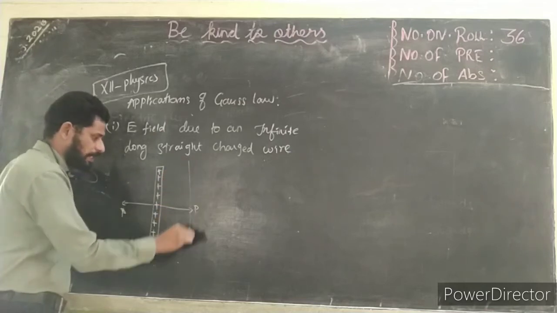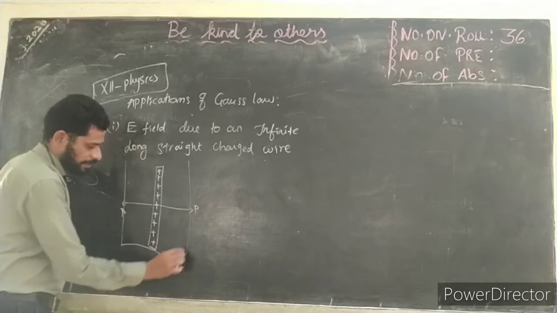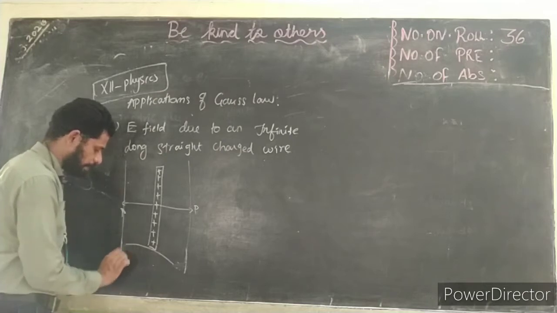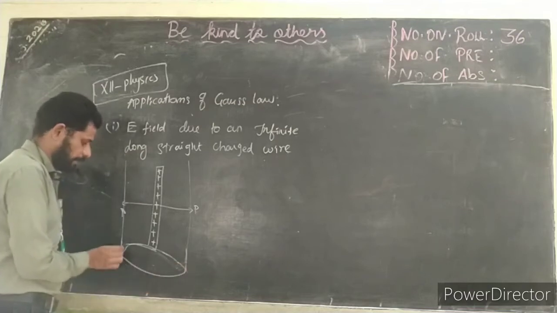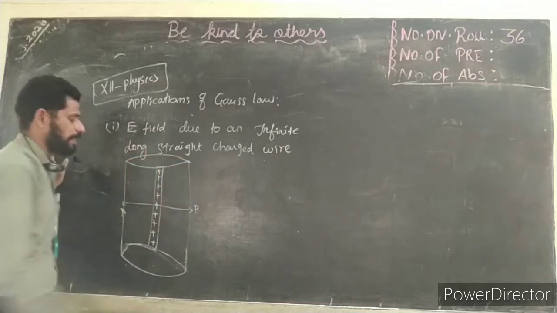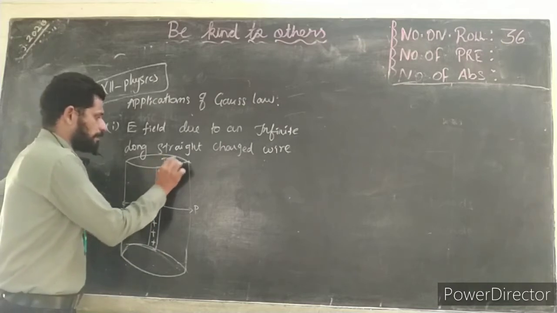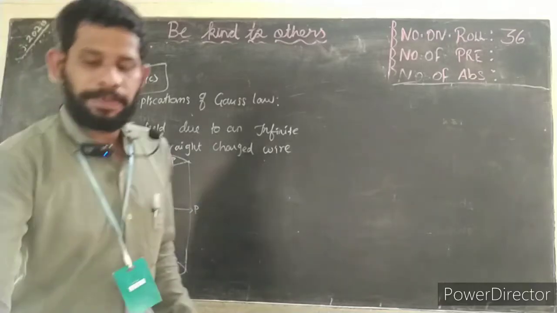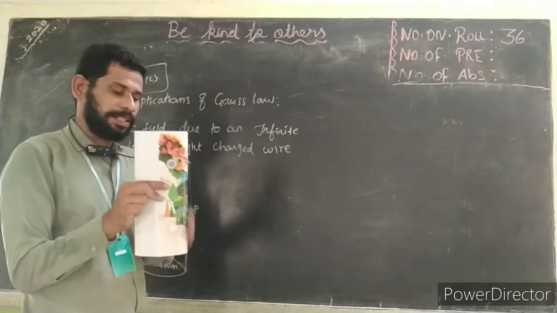I can draw an imaginary curved line on the surface of that. This will be called a Gaussian surface. What is that Gaussian surface? It is an imaginary curved line drawn on the surface. Here we have a top surface, bottom surface, and curved part. This looks like a cylindrical shape.